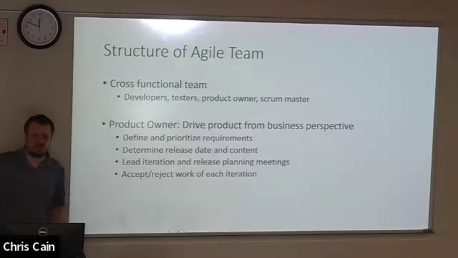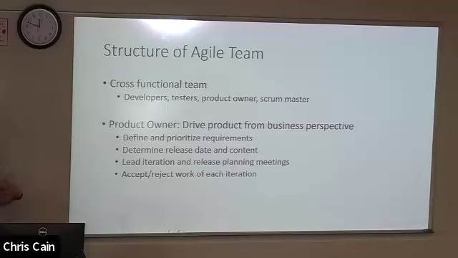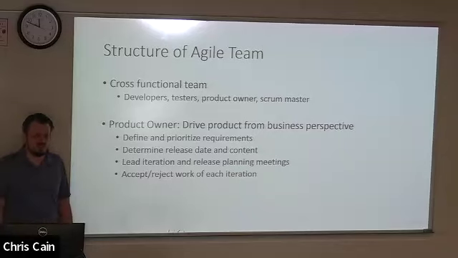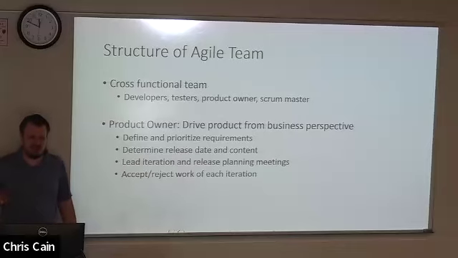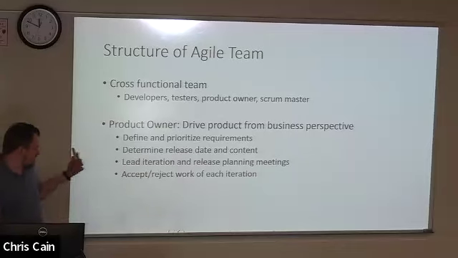So the product owner is the kind of business owner, the person who thinks about everything from the business perspective. So we need to define the requirements, the business requirements, prioritize to make sure that the project that's being developed has business value. They're also going to determine the release date, what needs to be in each subsequent release. Any iteration meeting, planning meeting that's necessary to figure out what needs to be done, and then accepts or rejects the work that is done by the developers, the testers throughout each iteration.